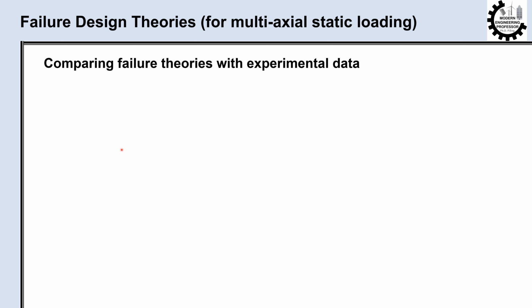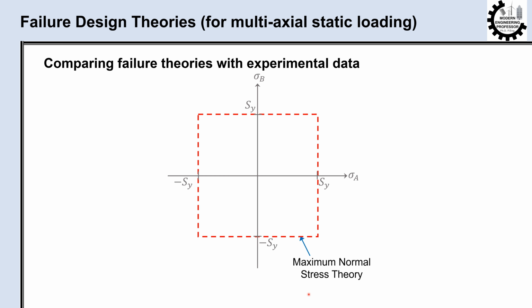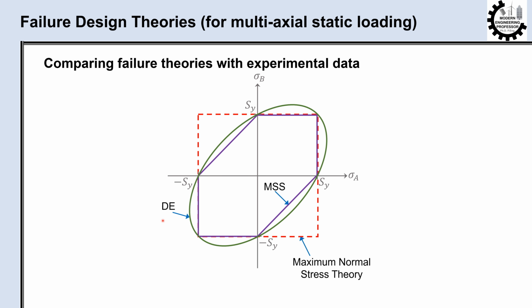If we draw the failure boundaries for various theories on the same set of axes, we get the following graph that shows maximum normal stress theory, maximum shear stress theory, and distortion energy theory. This graph also shows the results of experimental tests for various ductile materials at failure.